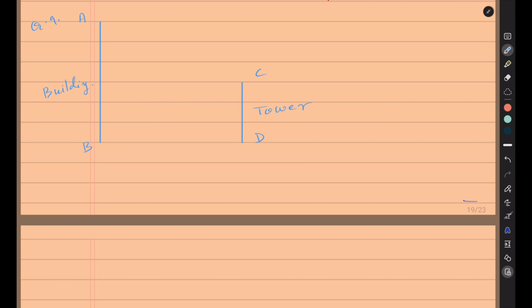So the angle of elevation of the top of the building, which point is it talking about, the top of the building, from the foot of the tower is 30 degrees. So this is the foot of the tower. It's very important to make the diagram correct. So this is what it is talking about, 30 degrees.